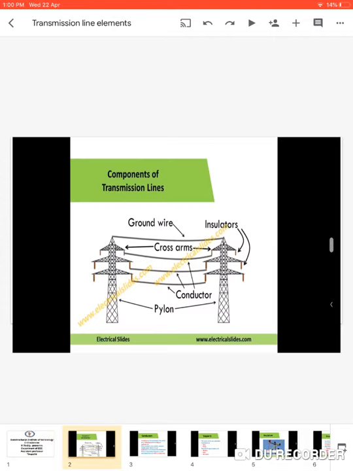Today, we will discuss the topic of what components are present in a transmission line. The principal elements of high voltage transmission lines are conductors, crosswires, pylons, ground wires, insulators, and protective devices. All are components of the transmission line. First, let us go through the components one by one.